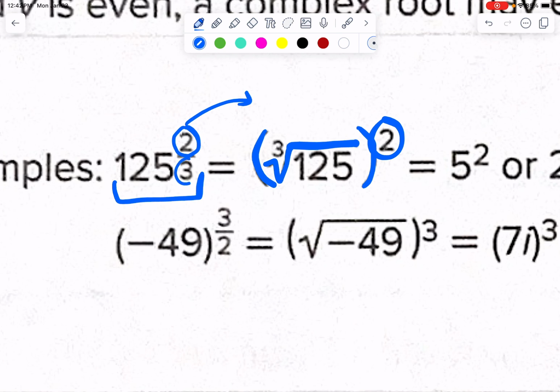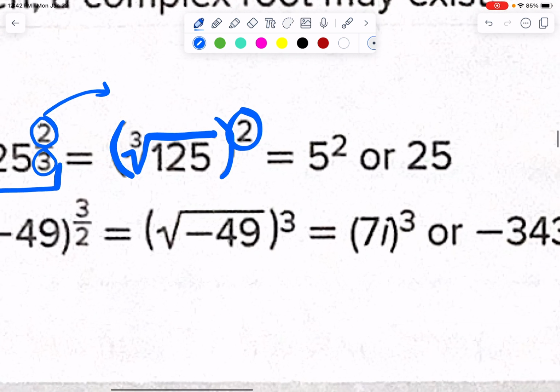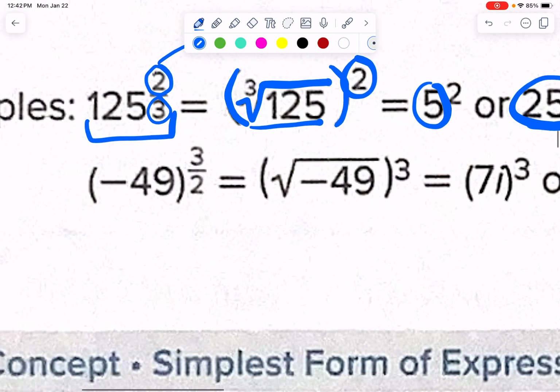The 3 on the bottom is that root, okay? So I take the cubic root of 125, which we know is 5, and then at the very end, I take that to the second power, which is 25. So the final answer to that is 25.